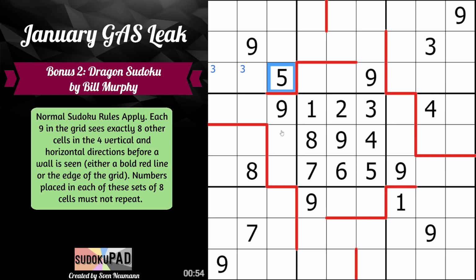Like 5. If it can't go here, it must go here or here in the set of 1 to 9, or 1 to 8, sorry, that is seen by this 9. So one of these would have to be 5. Now, what do we actually do with that? Well, actually, 4 sees all of this, which places 4 here. Symmetry gives us 8 there.